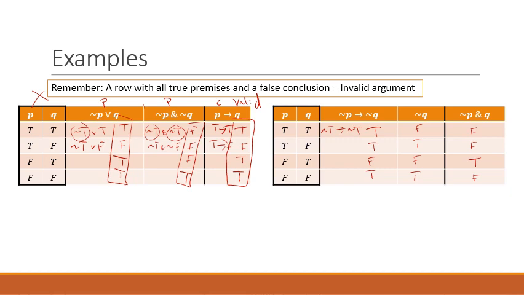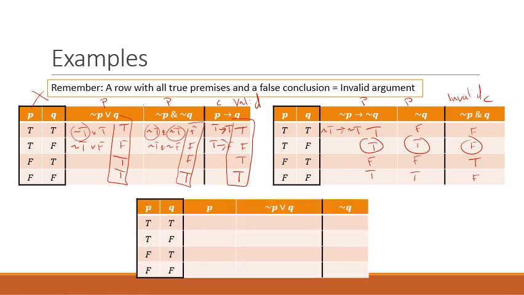So there we have it, completed truth table, and here's a situation where we do have all true premises and a false conclusion, so that means the argument is invalid. Again, bearing in mind that these are the premises and the thing on the right here is the conclusion. All right, one more, and then we'll make things a little bit more complicated by adding a letter.